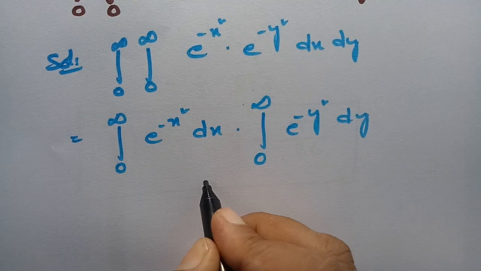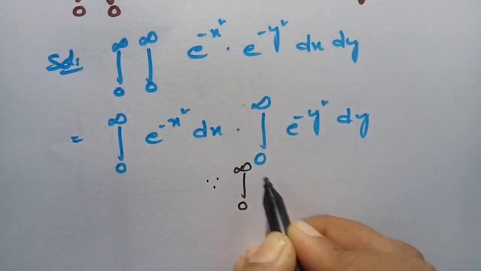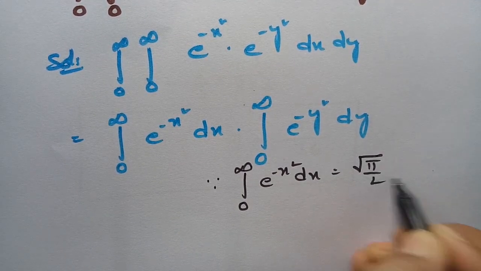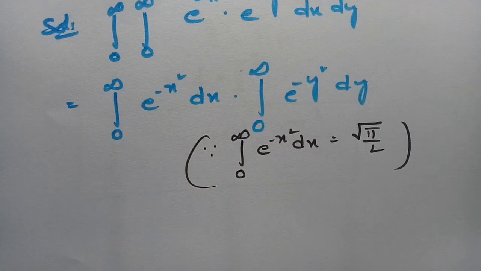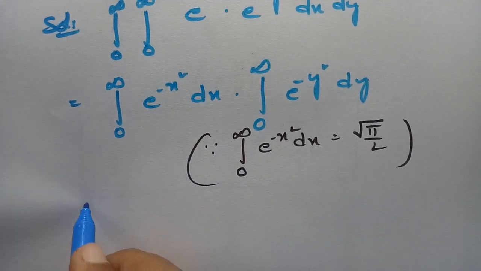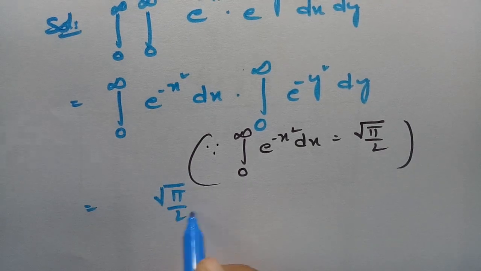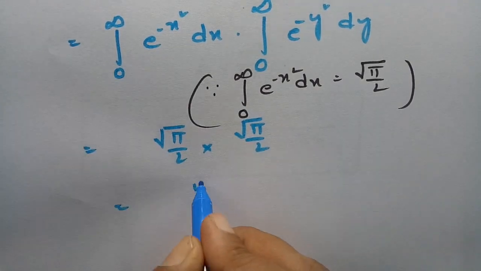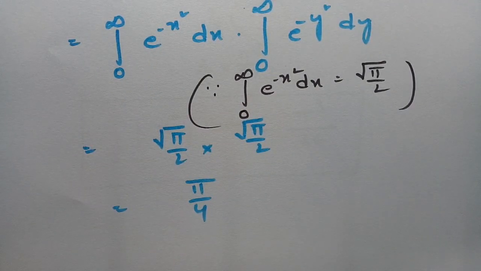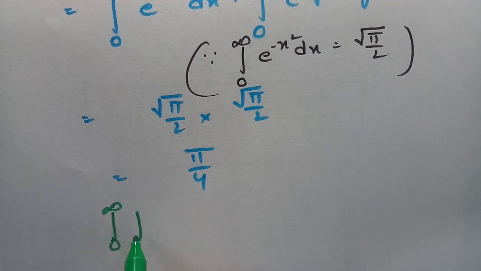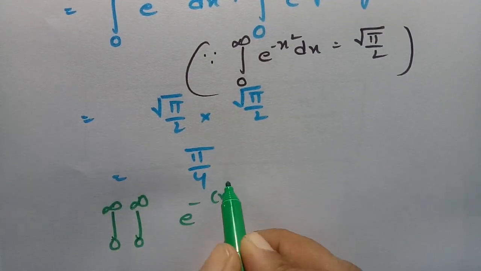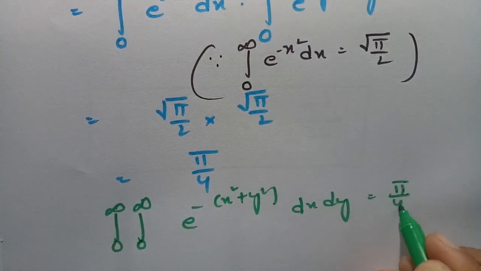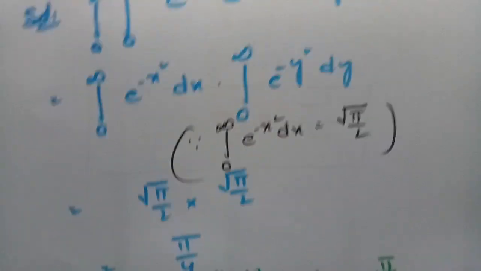And here you have to remember one formula, that is the integral from 0 to infinity of e power minus x square dx is nothing but root pi by 2. This is the standard result. If I apply here, this will be root pi by 2, and this is also root pi by 2. If I multiply, this will be pi by 4. Therefore the value of the integral from 0 to infinity of e power minus x square plus y square dx dy is nothing but pi by 4. This is how we have to solve.